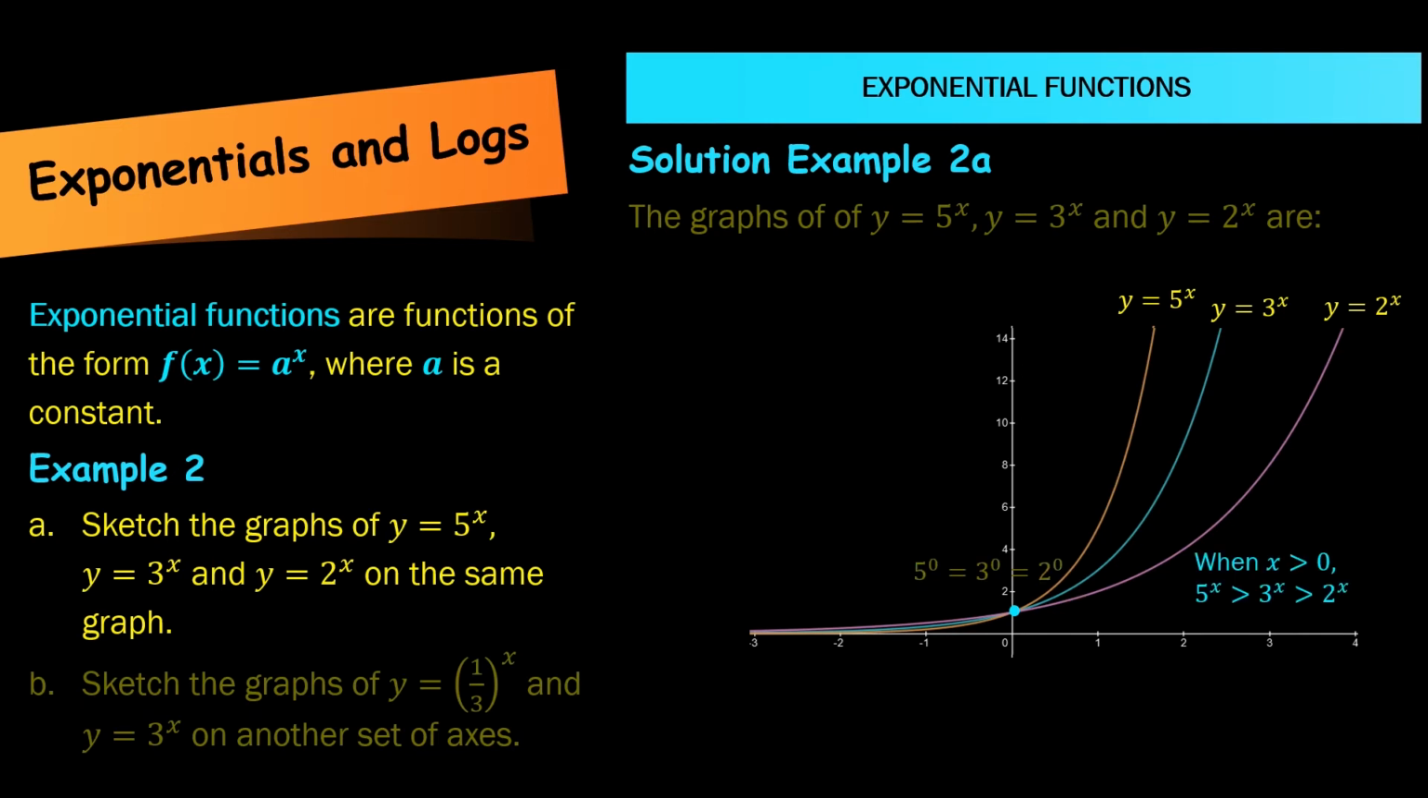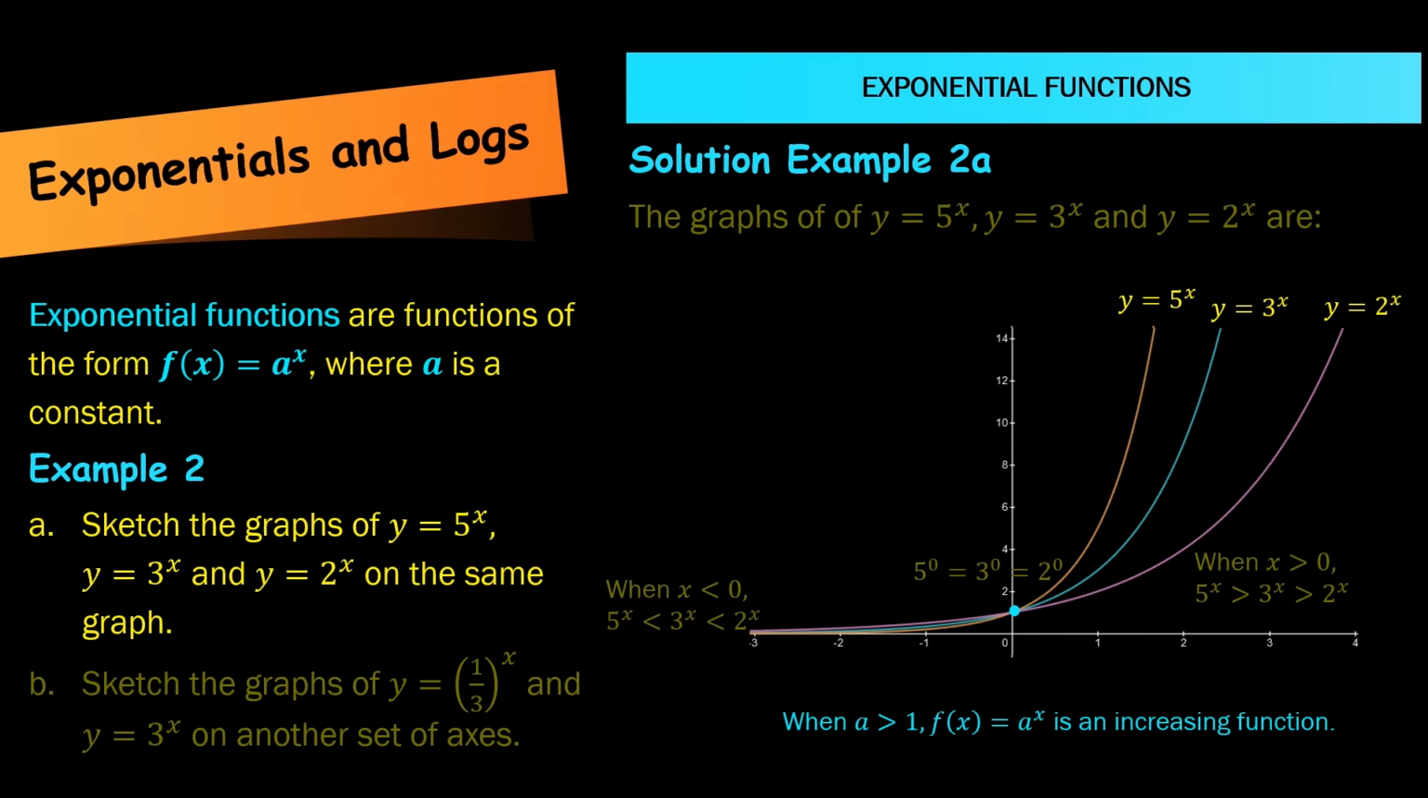And also notice that when x is greater than 0, 5 to the power x is greater than 3 to the power x, and that is greater than 2 to the power x. And on the other side, when x is less than 0, 5 to the power x is less than 3 to the power x is less than 2 to the power x.